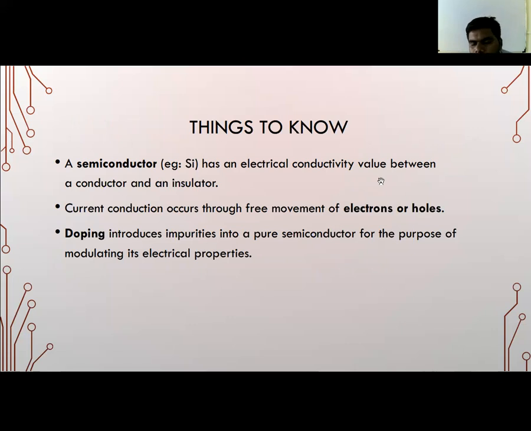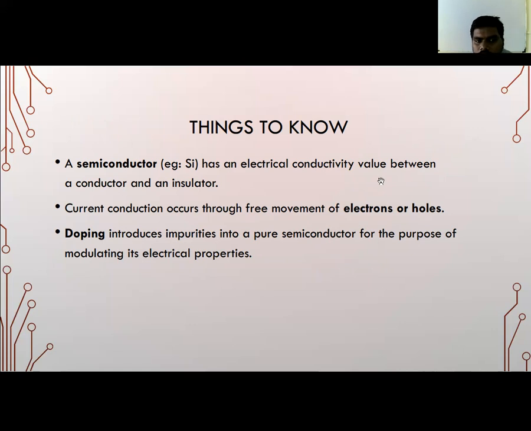Now what are the types, which semiconductors are there? There are actually many semiconductors used here. The basic one is silicon, which has an electrical conductivity between a conductor and an insulator. As I've said, it has a conductivity in between: it is not a perfect conductor, nor is it an insulator. Its behavior is in between both of these.